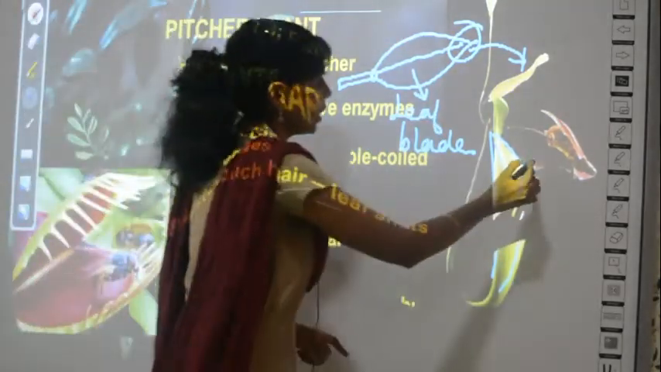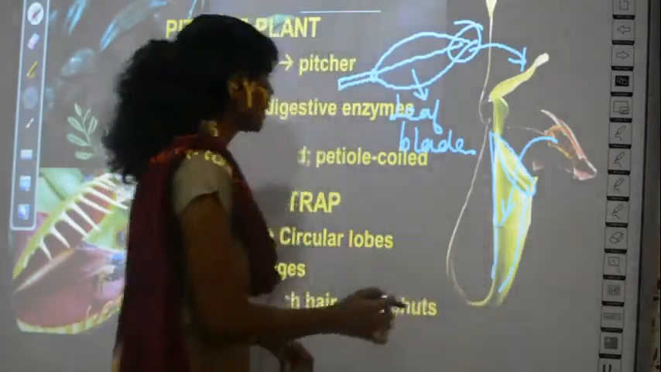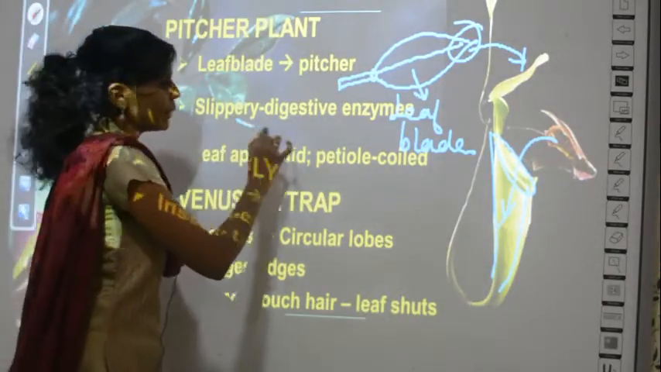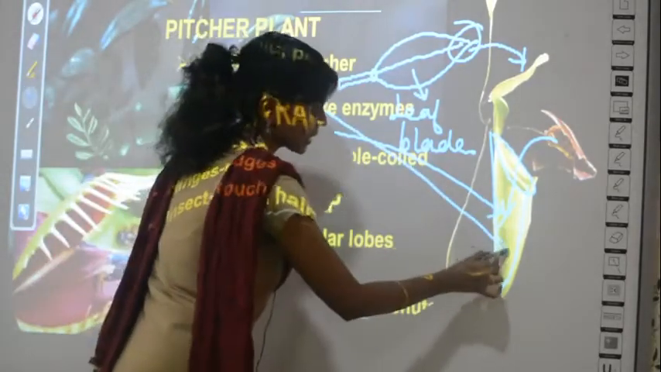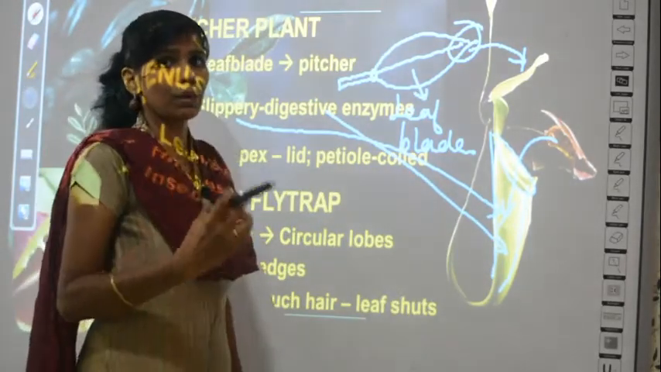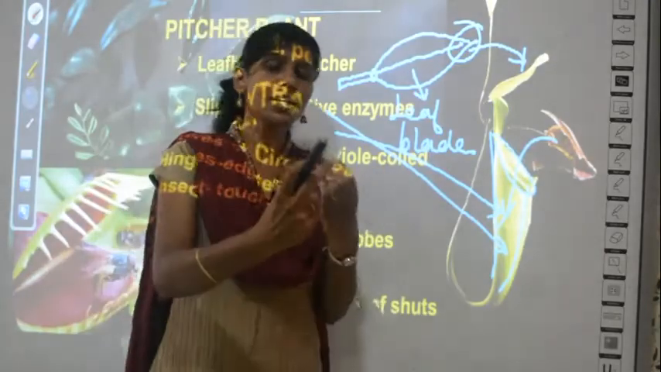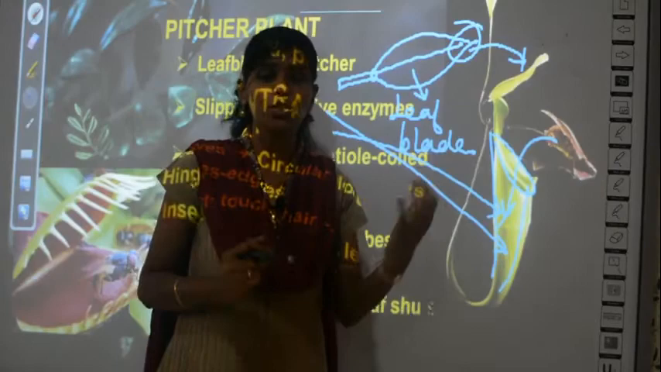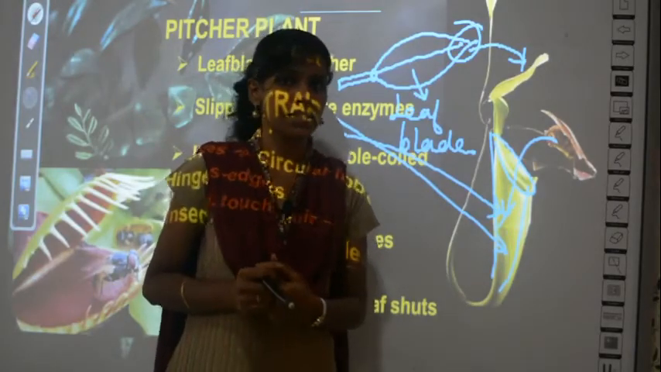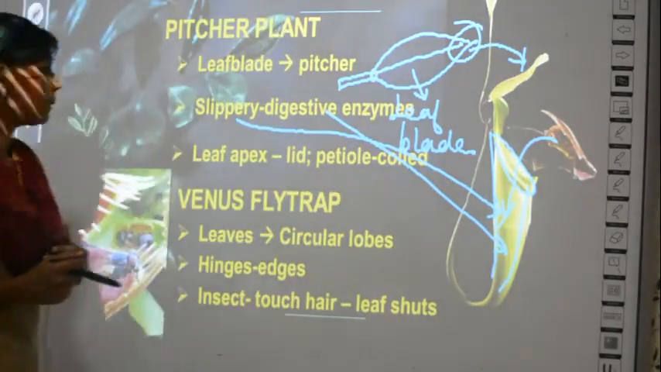So the insect will go inside. What is inside? Inside you have a slippery liquid, that's why it slips inside, and you have digestive enzymes inside, and then the insect will be digested and the nutrients will be taken up by the plant. The goal or objective of this plant is to get the nutrients from insects. Okay, so this is about pitcher plant.